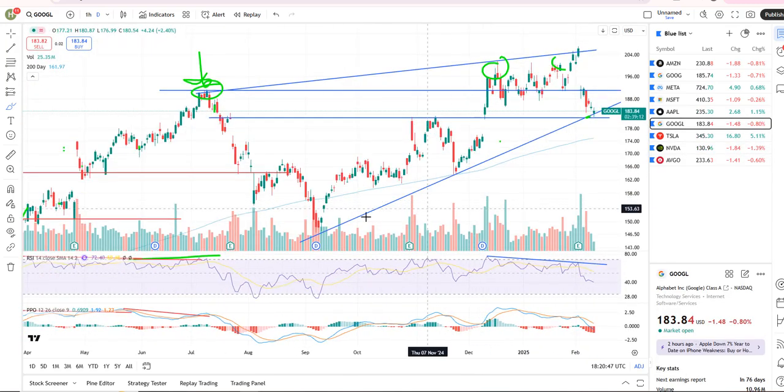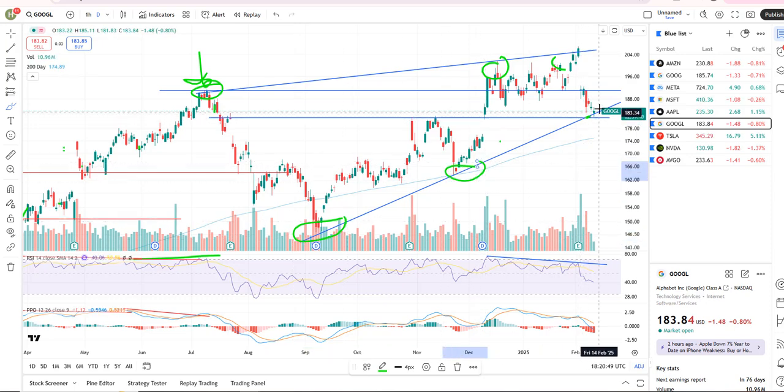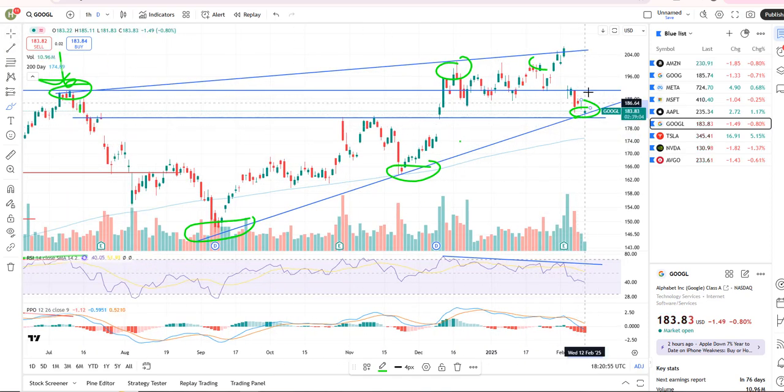Google at support. All right, there's support, and we're kind of at support now. So that has to go in order for the next sell signal there. You could obviously see a bounce here on Google. It's not a short when you're at support. Okay, so you could bounce here and then maybe break down in the future.